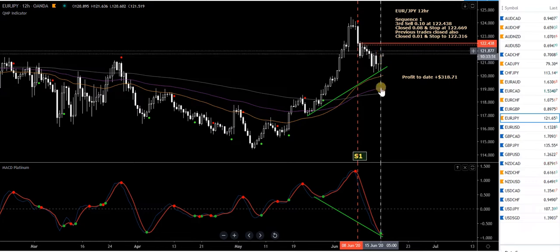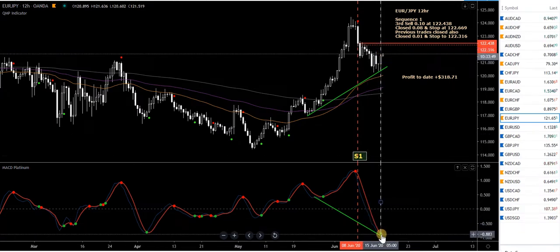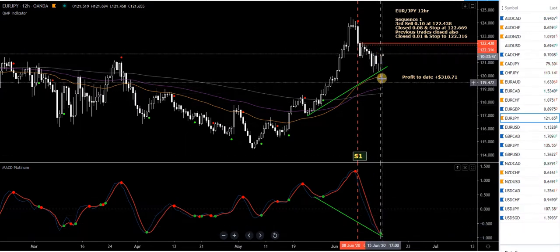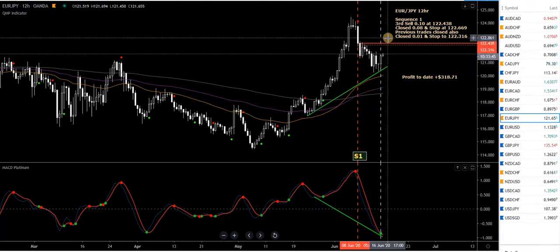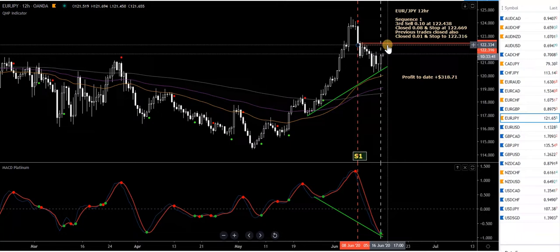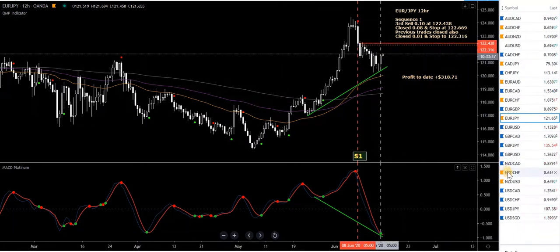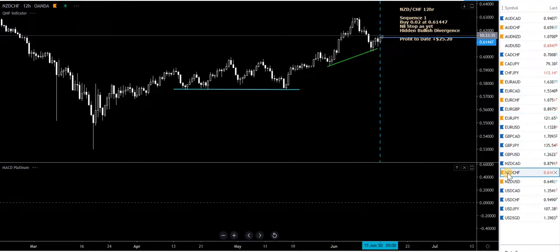So what I've done this morning, because I've got this new green dot on the MACD Platinum below the zero level, now looking for buys, I've closed another 0.01 and brought my stop down inside the entry level, and that gave me a profit of $10.63, which has been added to that.